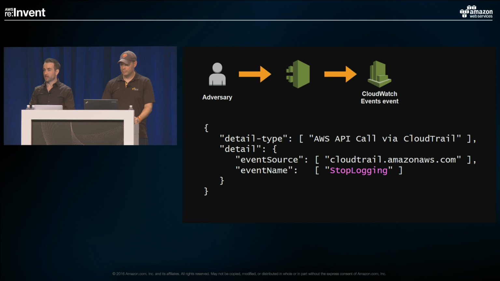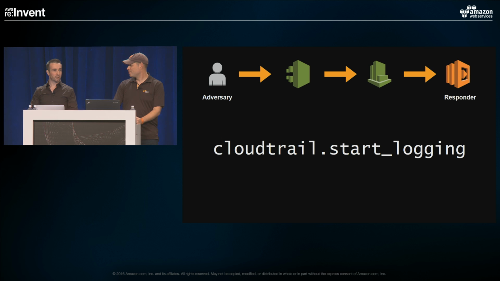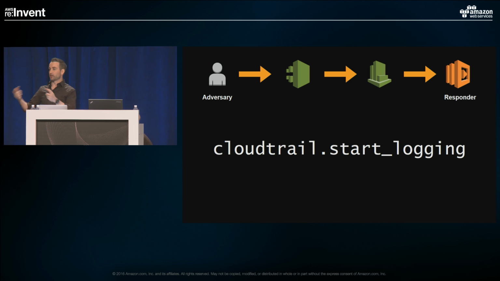So by that rule firing, we have triggered a responder, and we provide the responder with the relevant data. In this case, CloudTrail stop logging. There's more code than that to it, but the end result is CloudTrail start logging. And that's the Python version, by the way. That's why it looks a little different. So let's see what happened.